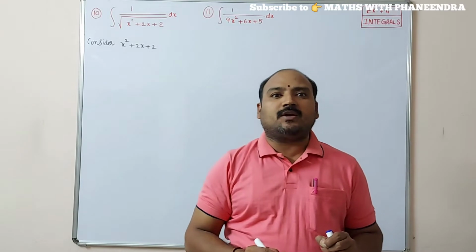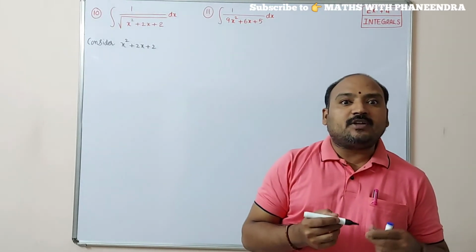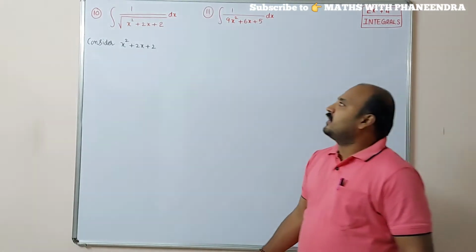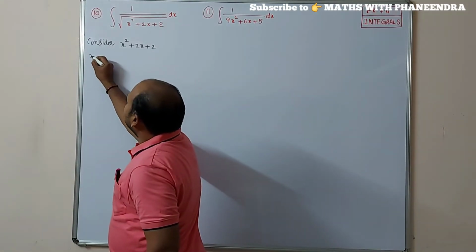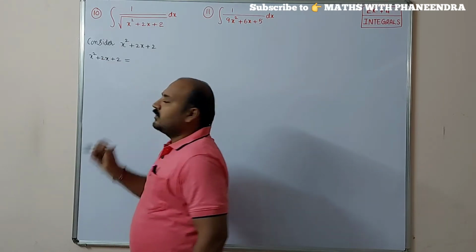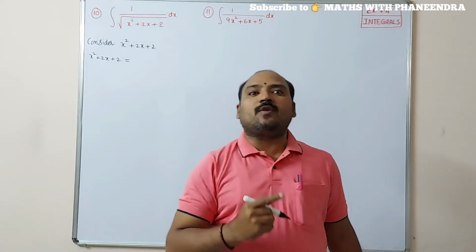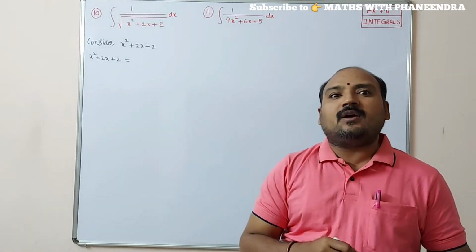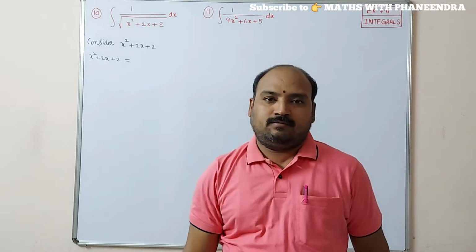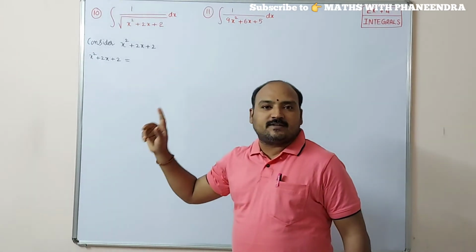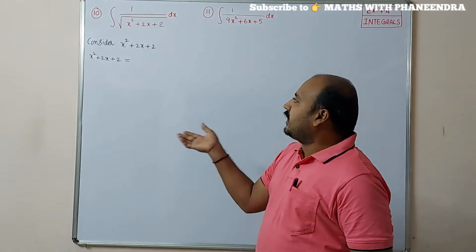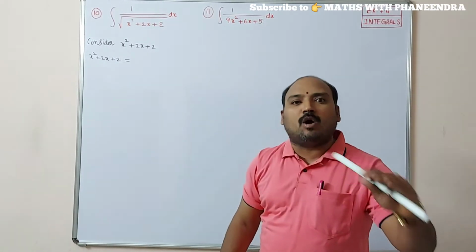You have to make a perfect square by using the completing the square method. See here, x square plus 2x plus 2. In this method, to make the perfect square form, the x square coefficient should always be equal to 1. First you observe whether the x square coefficient is 1 or not. Suppose if not, make it into the perfect square by taking it common.